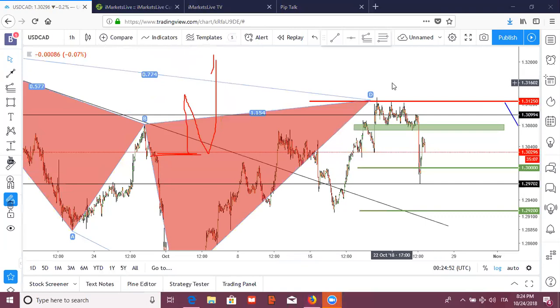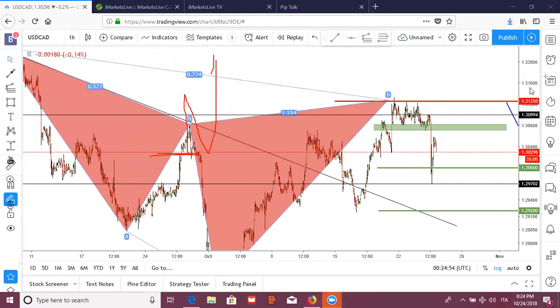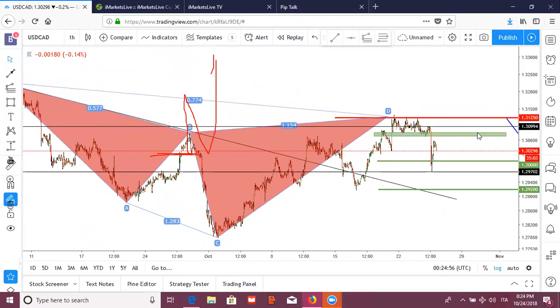So this is what I'm looking for right now on USD CAD. If price pushes back up into the zone, I'm looking to sell it, and hopefully we get target 2 hit, or I might take it back down to target 1 if we get a Gartley pattern to present itself. So we just have to be patient and wait for it to happen. Now, moving right along.